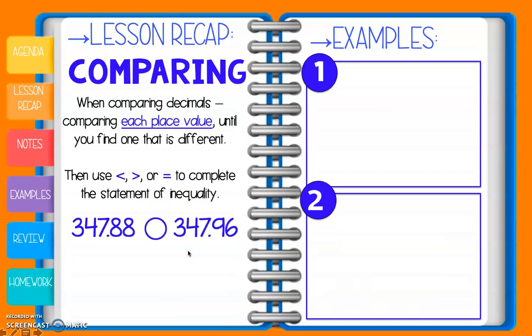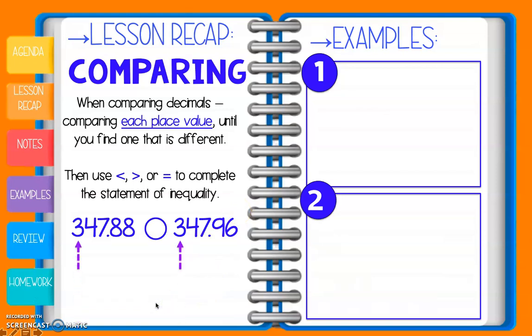So let's take a look at this example here. We have 347 and 88 hundredths, and we want to compare it to 347 and 96 hundredths. So just reading it out loud like that, we can determine that 88 hundredths is different than 96 hundredths. But let's go ahead and break it down and look at the place value.